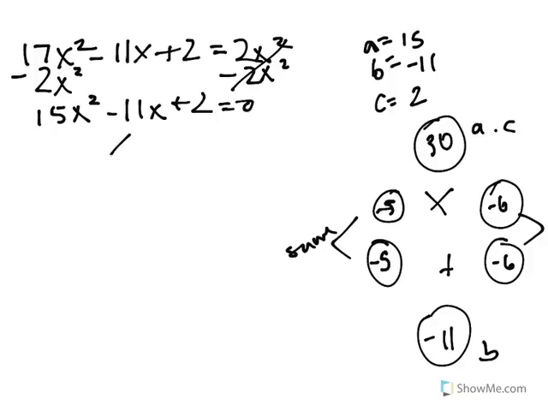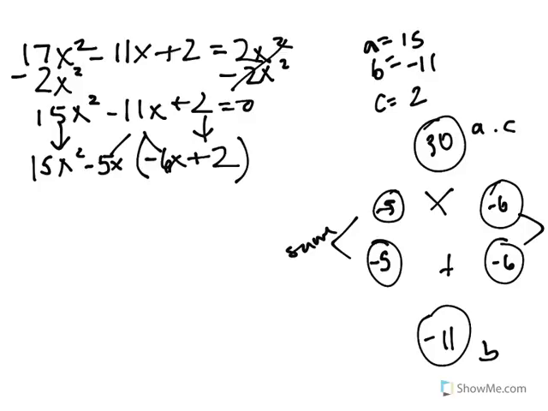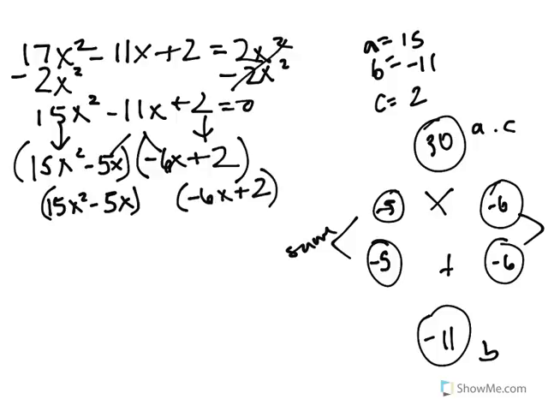And let's split our B term. We have negative 11x turns into minus 5x and minus 6x. Then we just drop down the other two terms. We are left with 15x squared minus 5x minus 6x plus 2. So let's group our two factors together. We are going to want to find the greatest common factor of 15x squared minus 5x and negative 6x plus 2. The greatest common factor of 15x squared and 5x is going to be 5x.